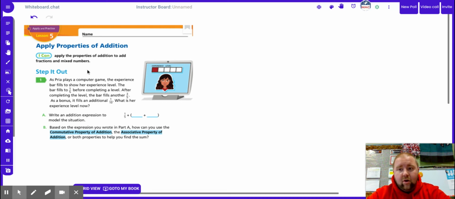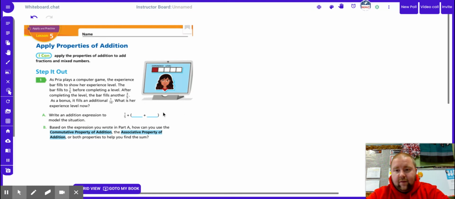So problem number 1 says, as Priya plays a computer game, the experience bar fills to show her experience level. The bar fills to 1/5 before completing a level. After completing the level, the bar fills another 3/5. As a bonus, it fills an additional 1/10. What is her experience level now?